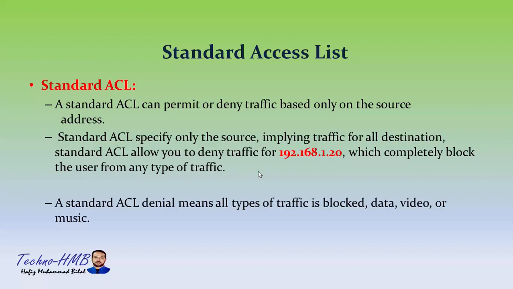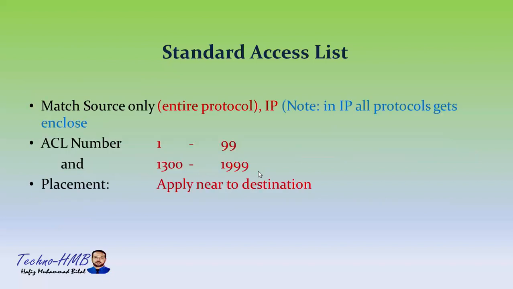Standard ACLs specify only the source, implying traffic for all destinations. Standard ACLs allow you to deny traffic for 192.168.1.20, for example, which completely blocks the user from any type of traffic. A standard ACL denial means all types of traffic are blocked, whether data, video or music. In simple points, standard access lists match source only, the entire protocol, for example IP.